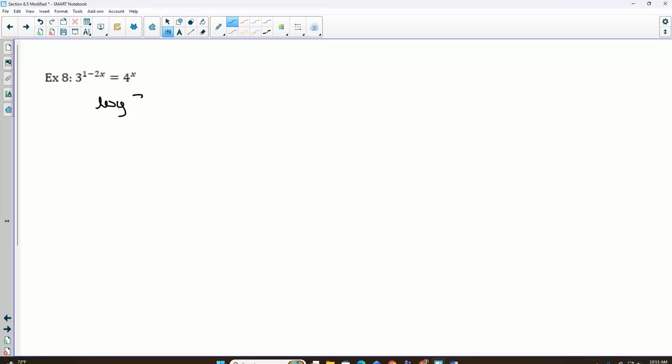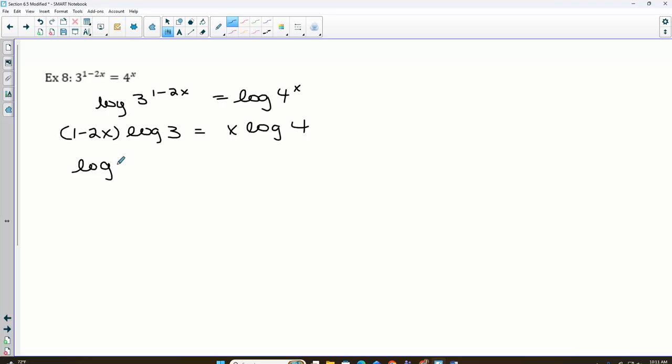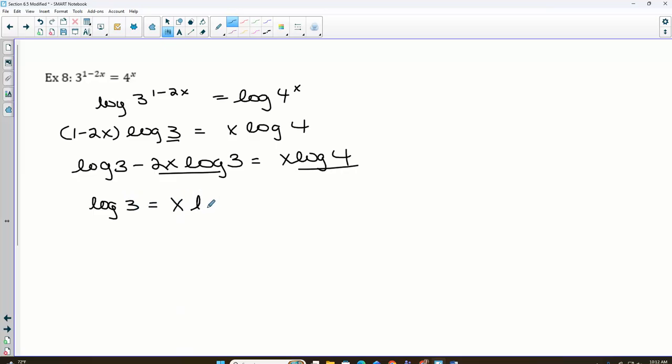Log. Exponents come down. Everybody did a good job. You distribute your log. It doesn't change the argument. That 3 can't change. Anything you multiply it with just goes in front. Okay, so I need to get my x's on the same side. Doesn't really matter which side, they just have to be together. So I'm going to add over my 2x log 3.